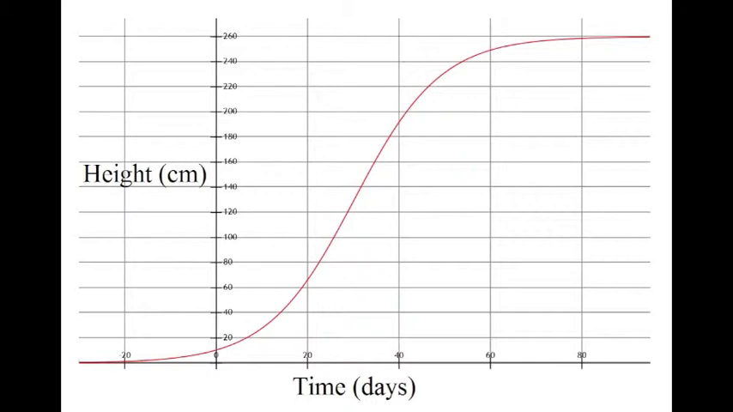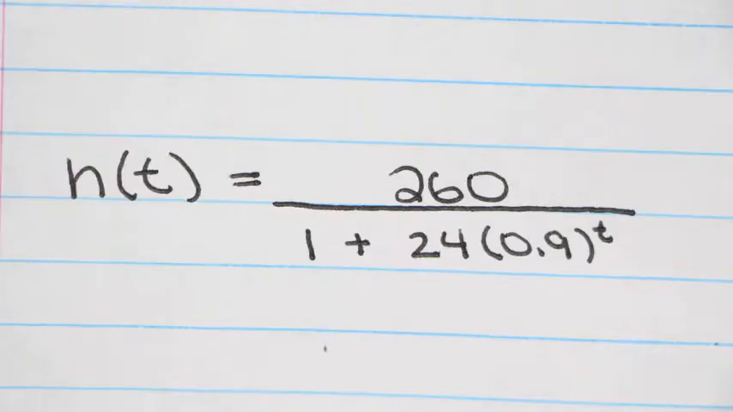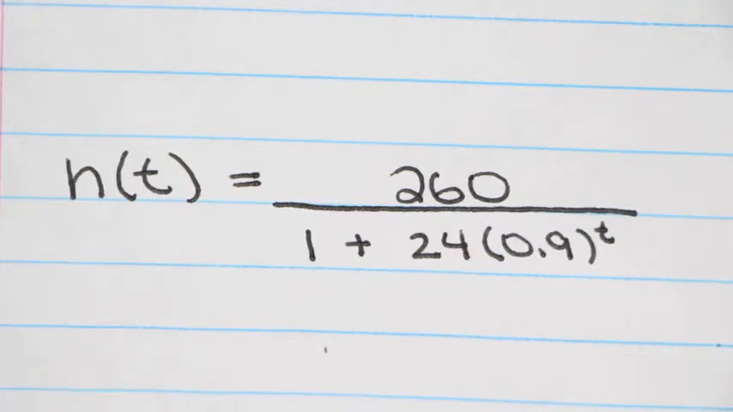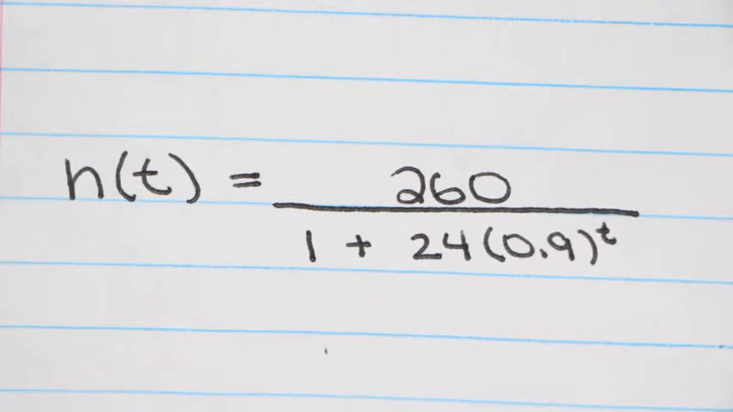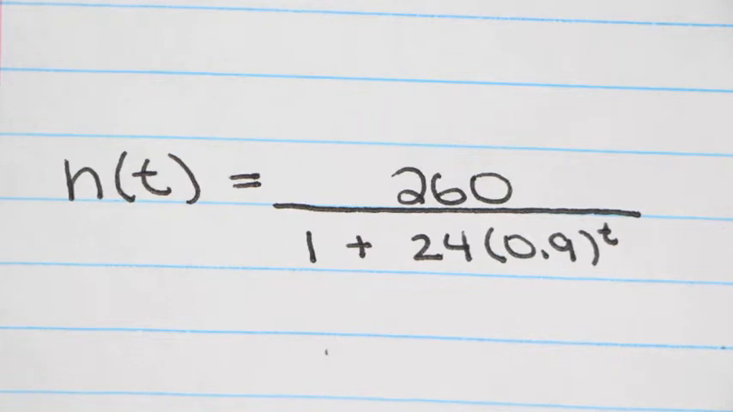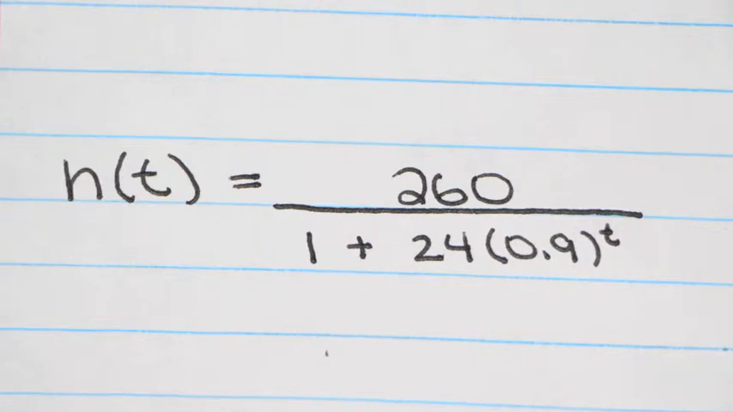However, if you do not have a graph to refer to, you can still find the maximum height of the function. If you look at the equation, you can see that 260 is the number in the numerator. It is no coincidence that this number is the maximum height. This is the case for all logistic functions. For the function to equal 260, the denominator must equal 1, because 260 divided by 1 is equal to 260.